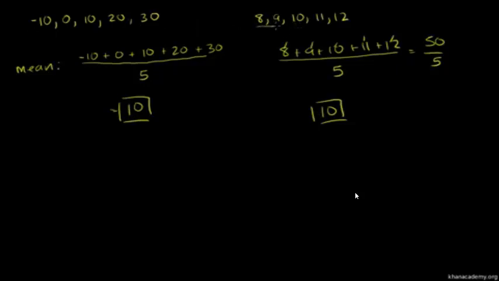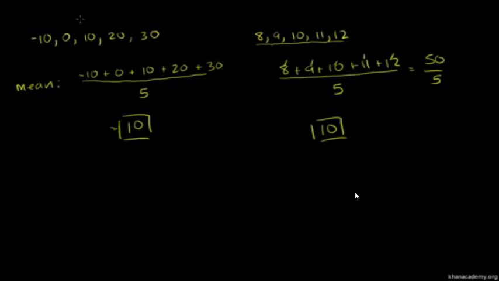All of these numbers are very close to 10. I mean, the furthest number here is 2 away from 10. 12 is only 2 away from 10. Here, these numbers are further away from 10. Even the closer ones are still 10 away, and then these guys are 20 away from 10. So this data set right here is more dispersed. These guys are further away from our mean than these guys are from this mean.